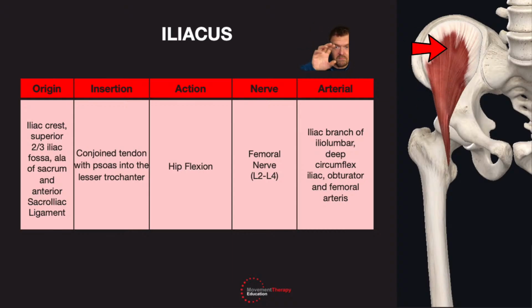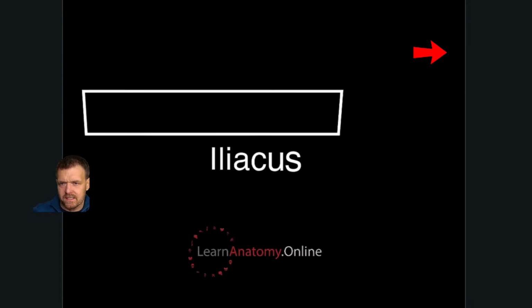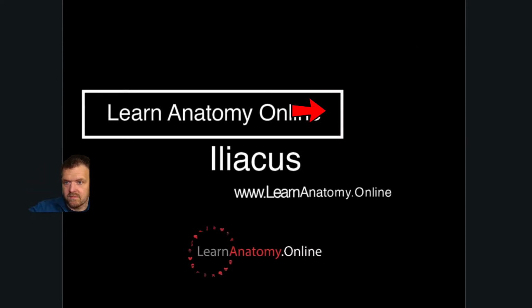Iliacus is literally bang, iliac fossa, lesser trochanter, that's it. And the broad spread of this muscle makes it really, really powerful. So it is a very good hip flexor. Let's have a look at it. Here we go. So this is iliacus in the anterior part of the thigh.